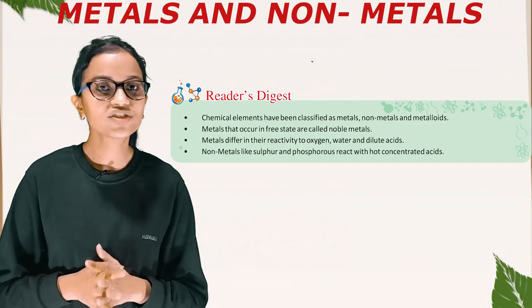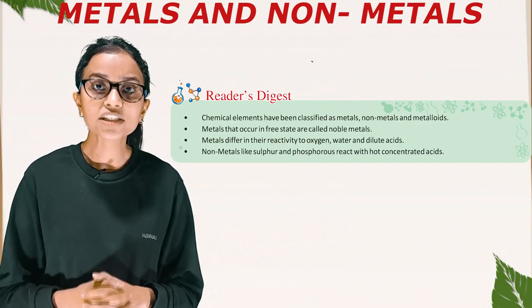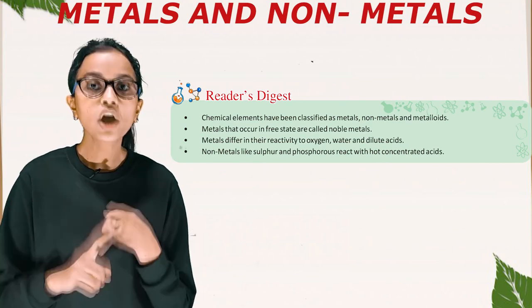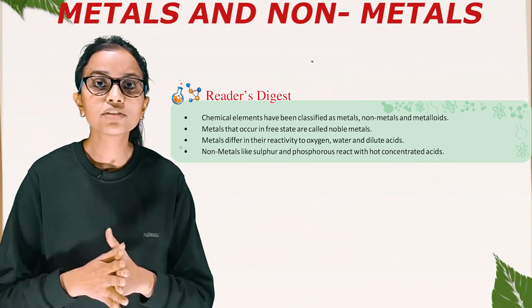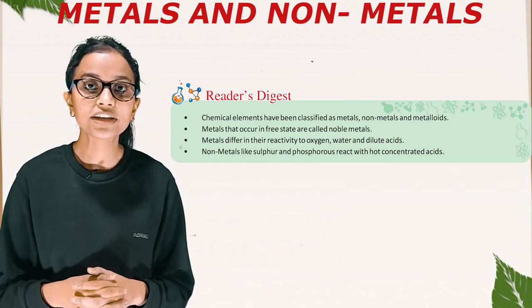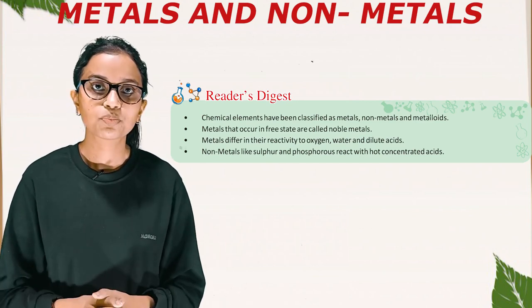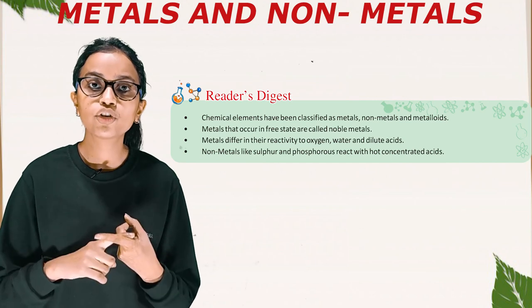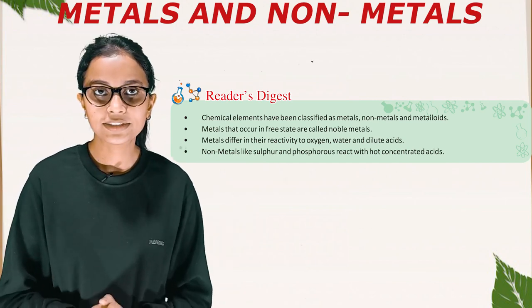Now, it's time for Reader's Digest. So, chemical elements have been classified as metals, non-metals, and metalloids. Metals that occur in the free state are called noble metals. Metals differ in their reactivity to oxygen, water, and dilute acids. Non-metals like sulfur and phosphorus react with hot concentrated acids.